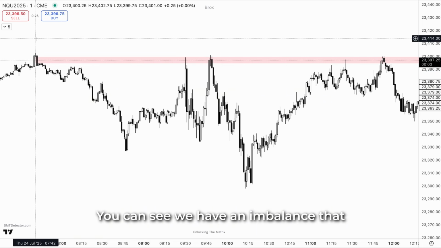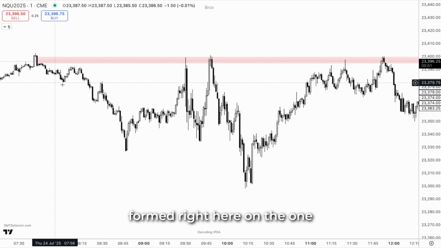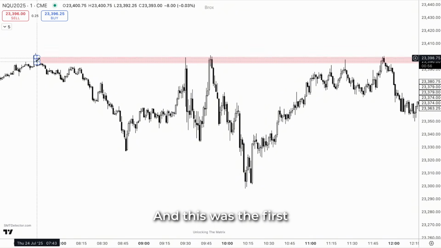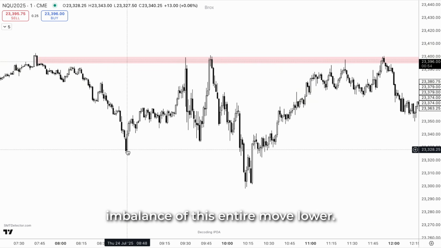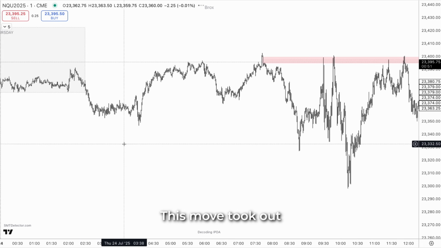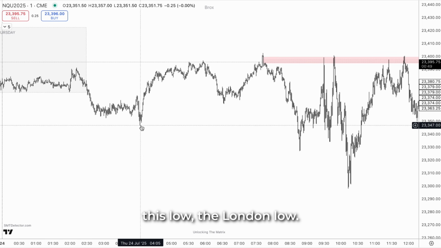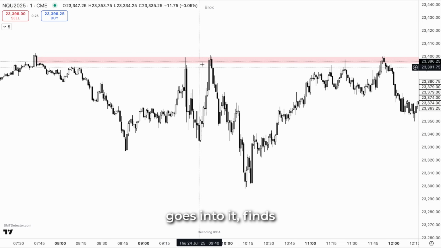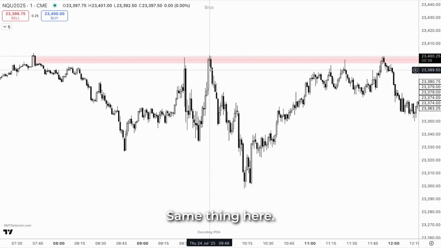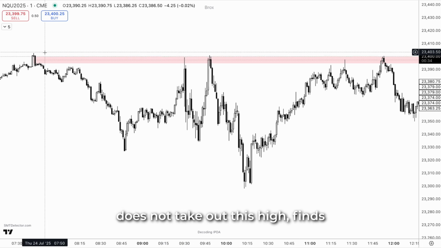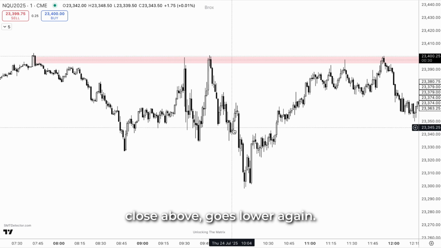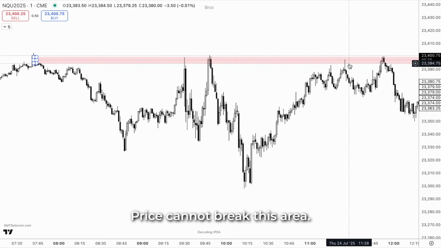You can see we have an imbalance that formed right here on the 1 minute chart at the very high. And this was the first imbalance of this entire move lower, right? This move took out this low, the London low. And you can see on market open, price goes into it, finds resistance, goes lower. Same thing here, price takes out the high, does not take out this high, finds resistance in here, can't close above, goes lower again. Same thing here again, price cannot break this area.